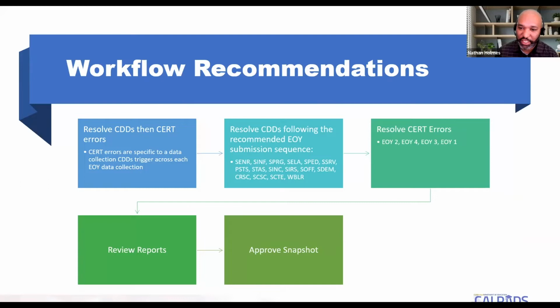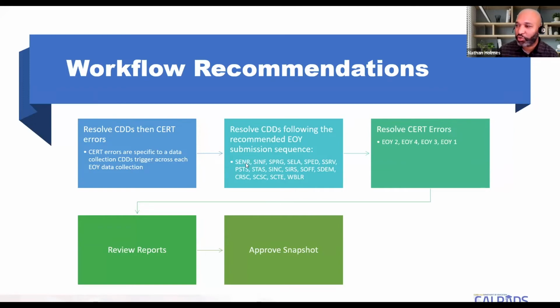Also, resolve your CDDs following the recommended end of year sequence. So when you look at the different CDDs, I think it's logical to start with those that are SENR and then move to student information, program, English language, so on and so forth. This is not set in stone. It just seems logical that if I have a problem with my enrollment record for the student, it could impact, because of ownership, all the rest of the CDDs that may trigger.